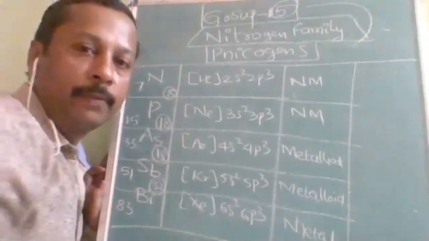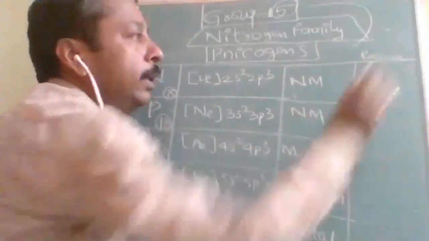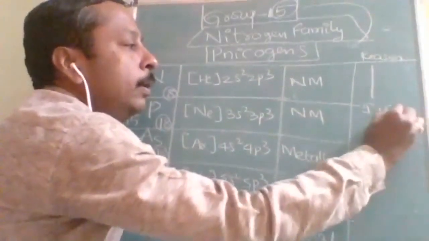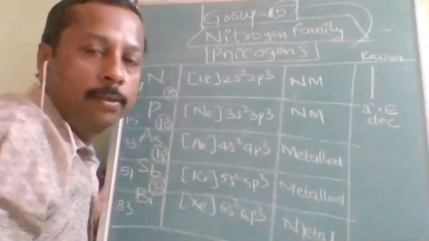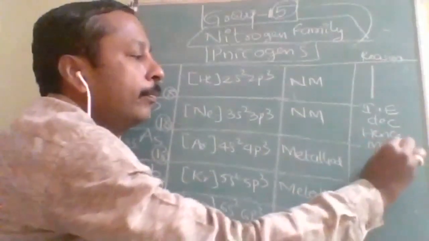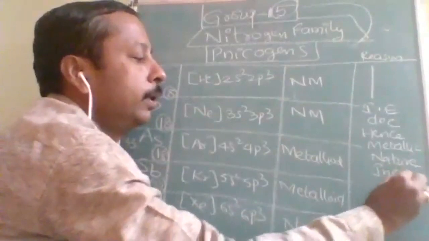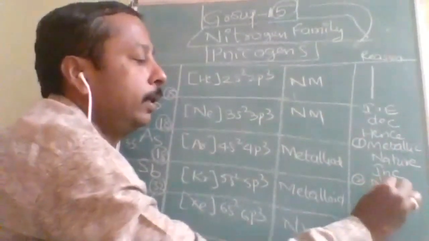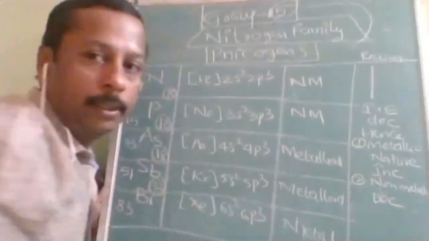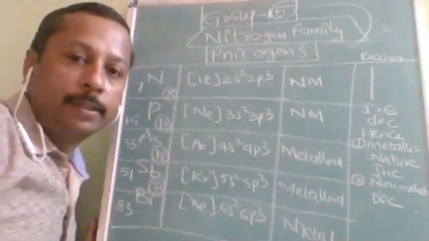The question may be why there is a change in this property. There may be a reason they ask for. Down the group, ionization energy decreases. Once ionization energy decreases, metallic nature increases, and non-metallic nature decreases. So this is the reason and this is the series. Everywhere there may be an order and a reason. You should prepare both ways.